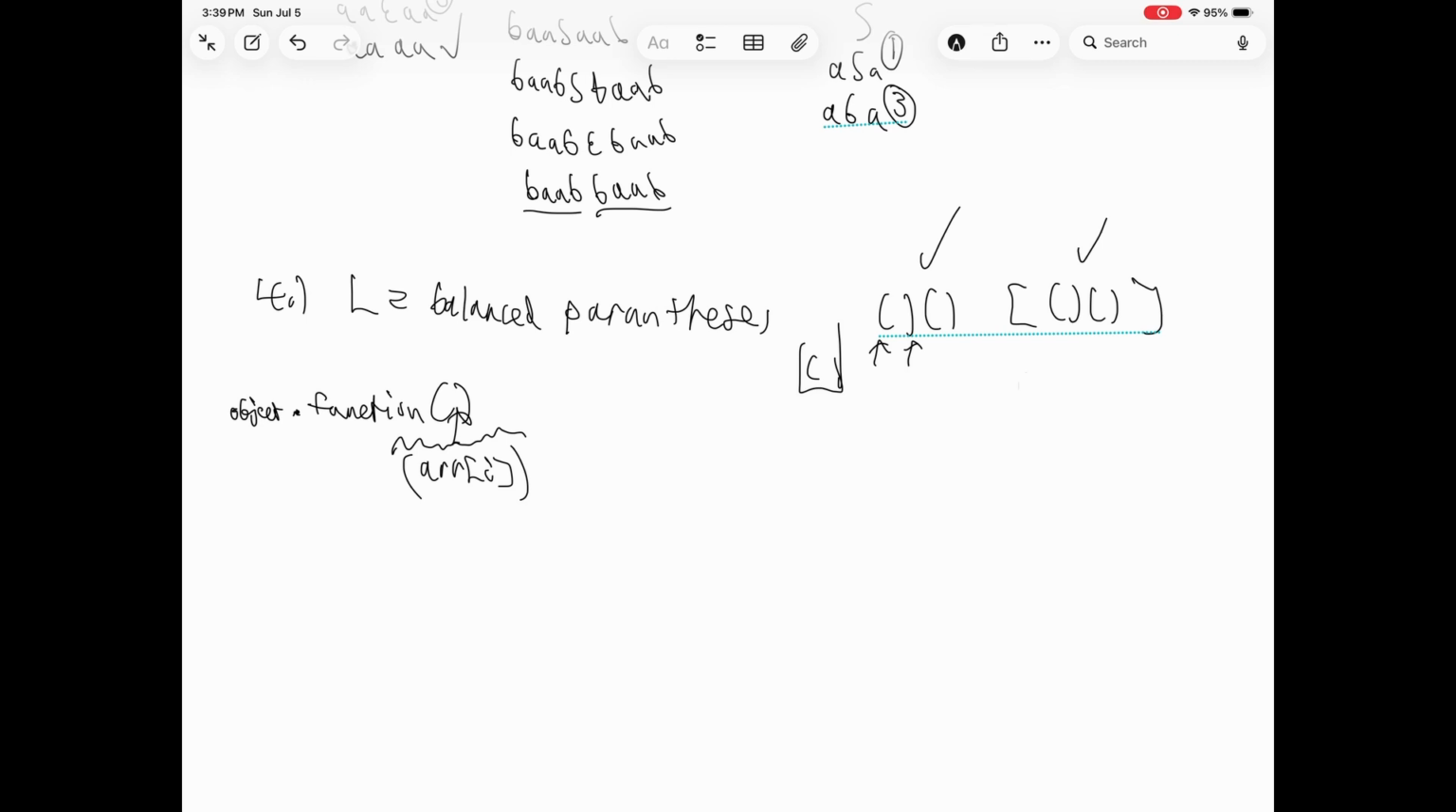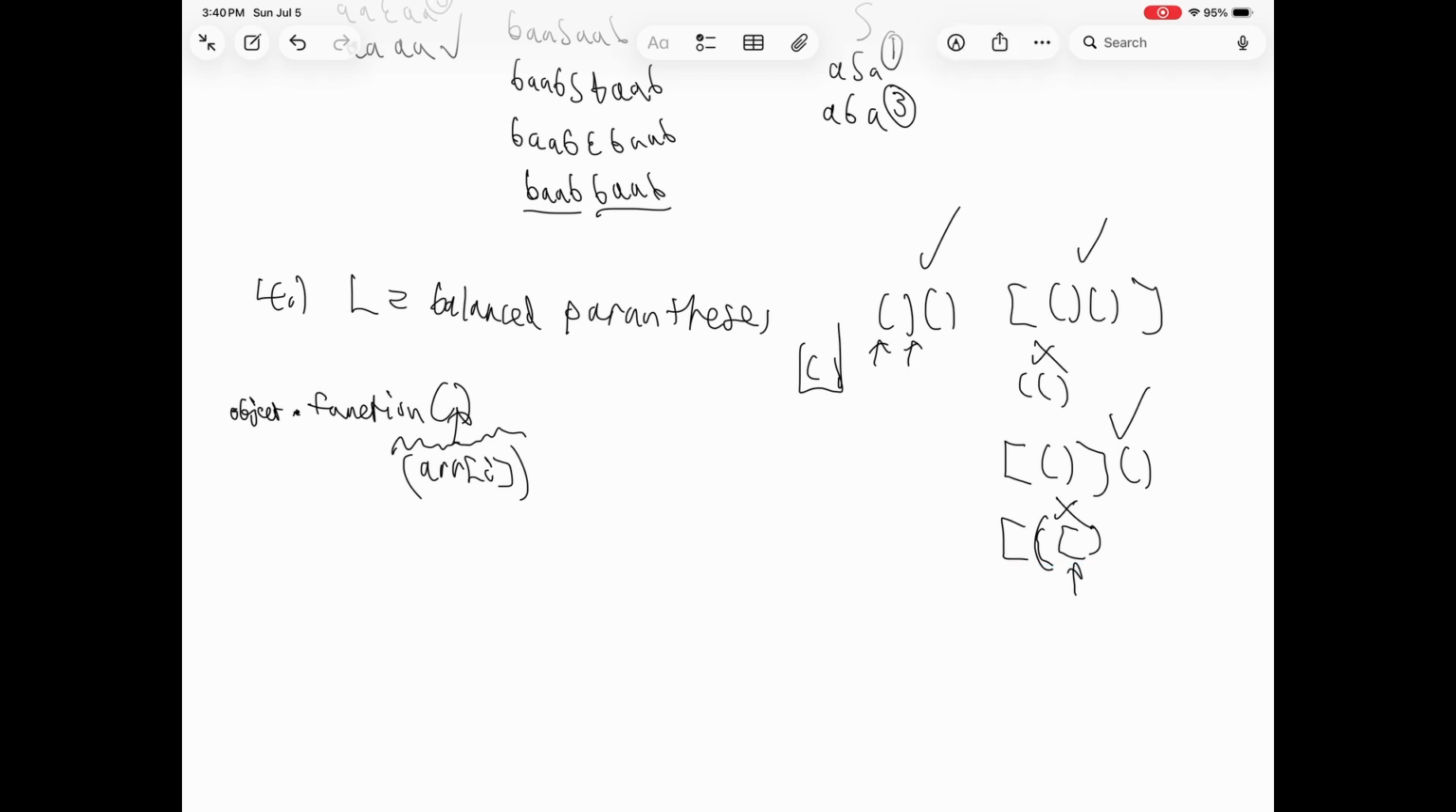This is a balanced parenthesis. This is a balanced parenthesis. This is not a balanced parenthesis. What's another good one? This is a balanced parenthesis. I'm trying to think. This is not a balanced parenthesis because we need closers for those.